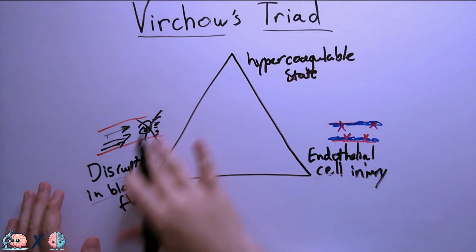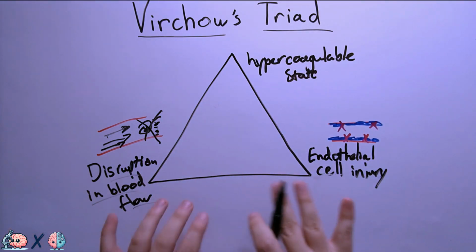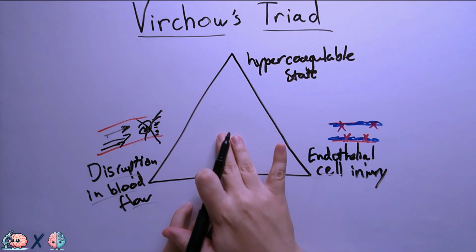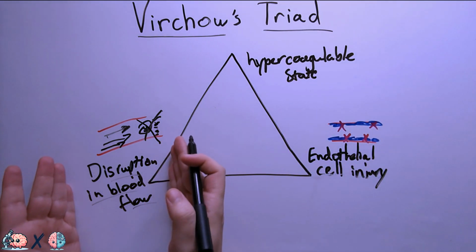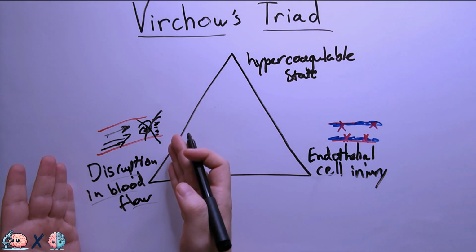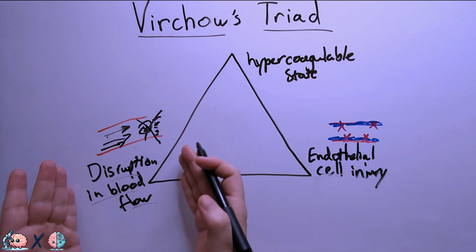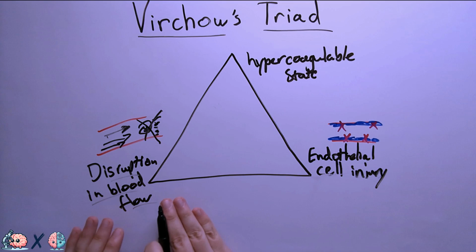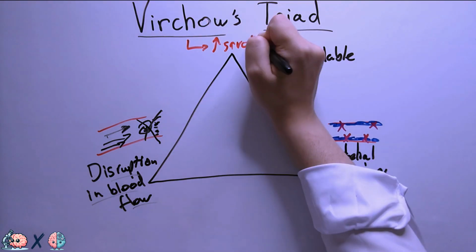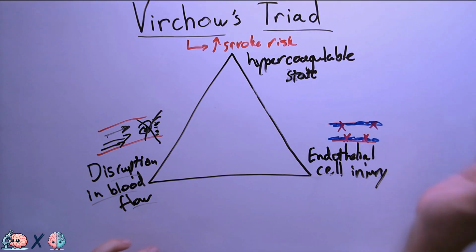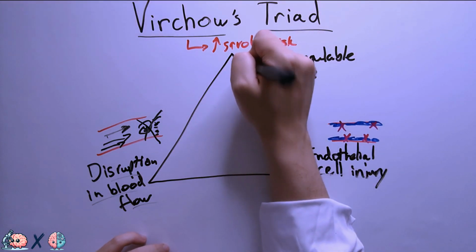So if any of these elements are off balance, you don't need all of them, but if any one is off balance, clots can form where they shouldn't. This is why AFib patients, atrial fibrillation patients, can develop stroke because of a disruption in blood flow. So Virchow's Triad increases stroke risk. So let's start with the hypercoagulable state.